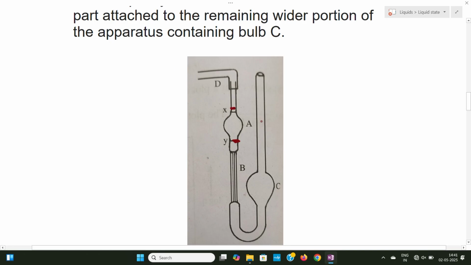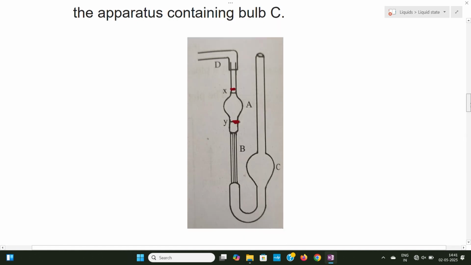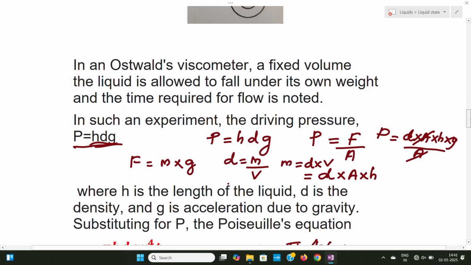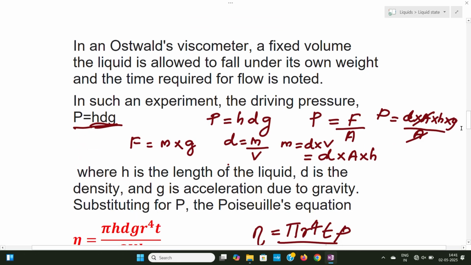A fixed volume of water is introduced into the bulb. Then we allow it to fall out, and the time of flow is noted. Using the equation eta is equal to pi h d g r power 4 t divided by 8 V L, we can find out the coefficient of viscosity of the liquid.